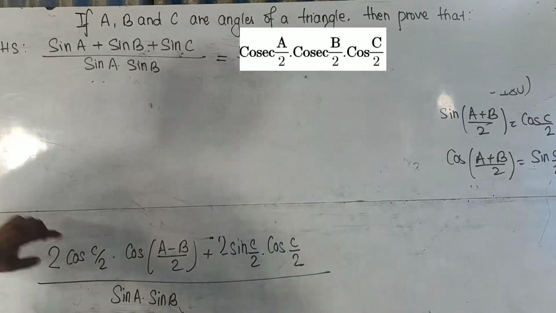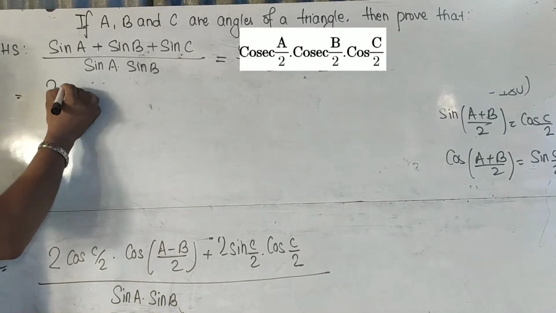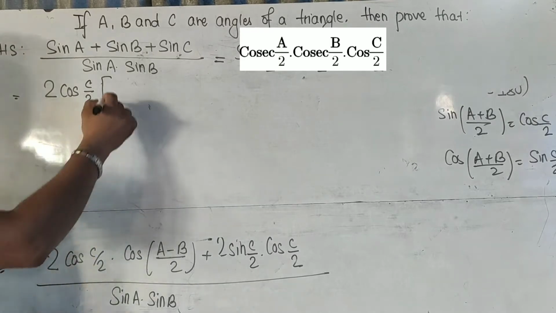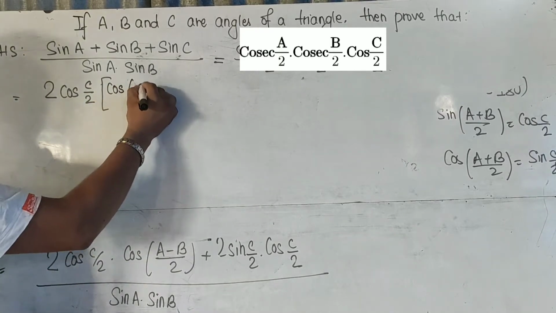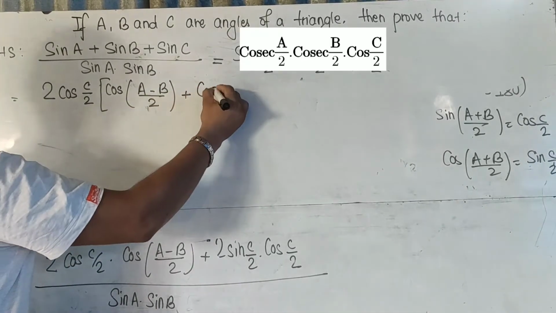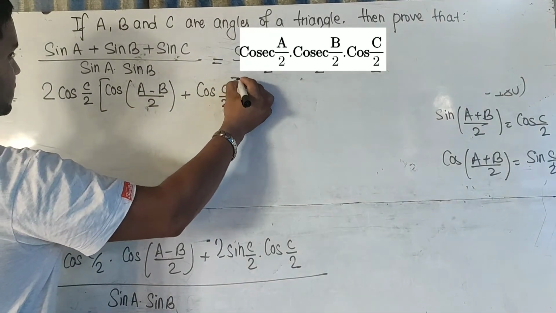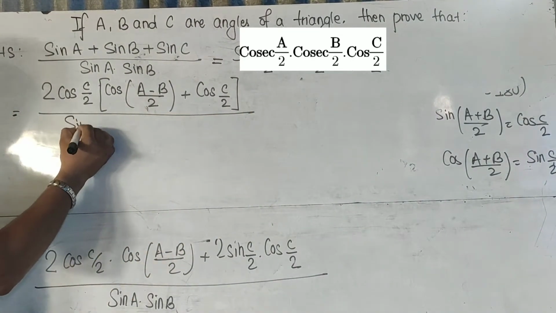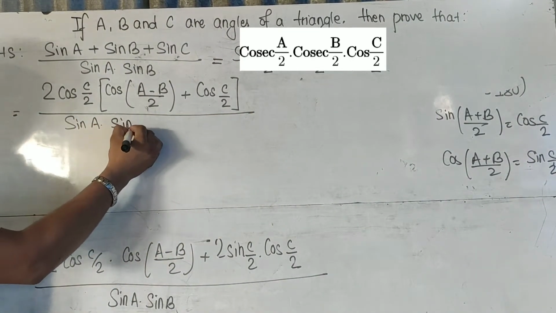Okay, let us take 2 cos C/2 common. After taking that common, you have cos((A minus B)/2) plus cos(C/2), and in the denominator, you have sin A dot sin B.